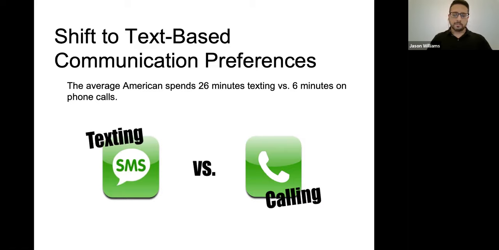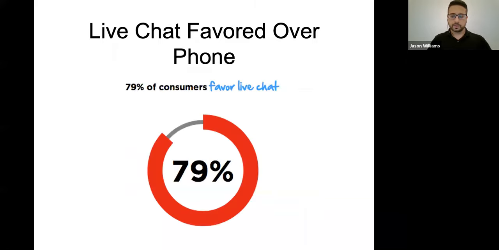We've done a survey, and we've seen that the average American spends 26 minutes texting, and this could be iMessage or just your normal text message or Facebook Messenger, any app that you use to message your friends and family members. So people are texting more as opposed to over the phone, and studies show that it's 26 minutes texting versus 6 minutes on phone calls.